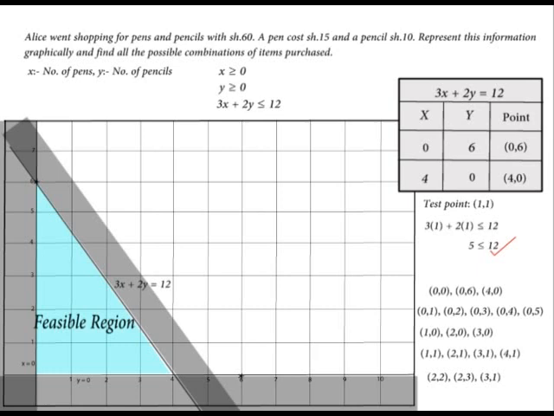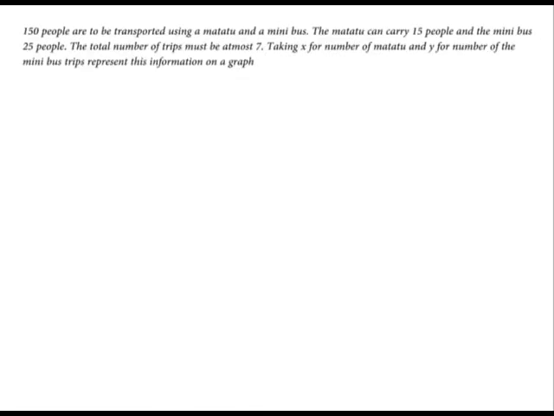Another example. 150 people are to be transported using a matatu and a minibus. The matatu can carry a maximum of 15 people per trip and the minibus 25. The total number of trips must not be more than 7. Taking x for the number of matatu trips and y for the number of trips by the minibus, represent this information on a graph.